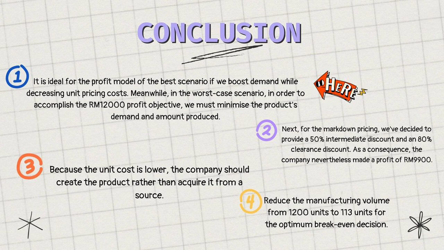Next, for the markdown pricing, we have decided to provide a 50% intermediate discount and an 80% clearance discount. As a consequence, the company nevertheless made a profit of $9,900. Third, because the unit cost is lower, the company should create the product rather than acquire it from a source. Lastly, reduce the manufacturing volume from 1,200 units to 113 units for the optimum break-even decision.